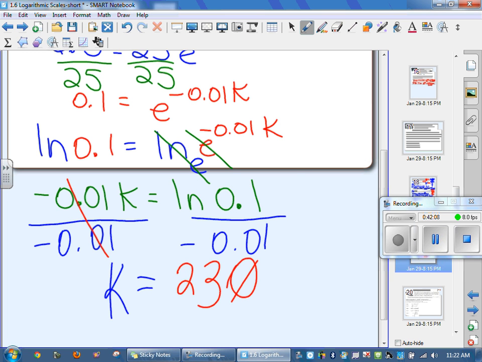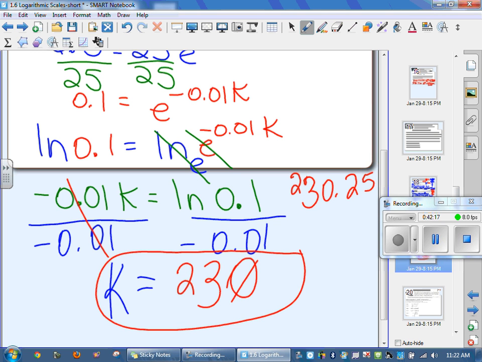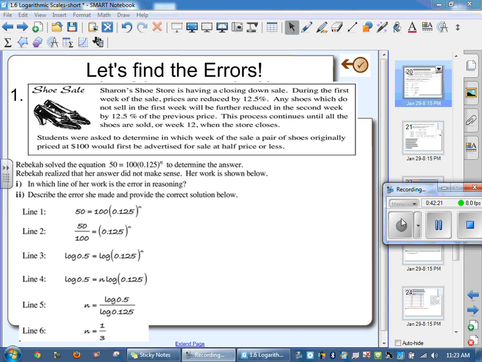Okay, the last two questions are both finding the error. So we have a shoe store. Rebecca solved the equation, which is this. Now, where did she come up with that equation? Well, first of all, we have to read what it's talking about.